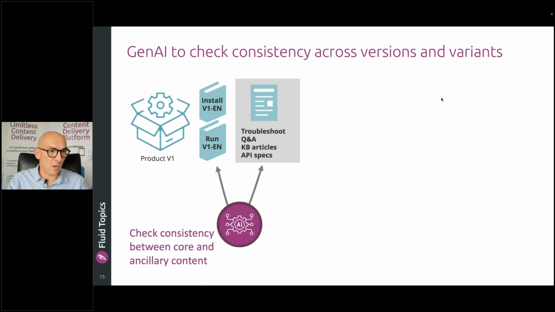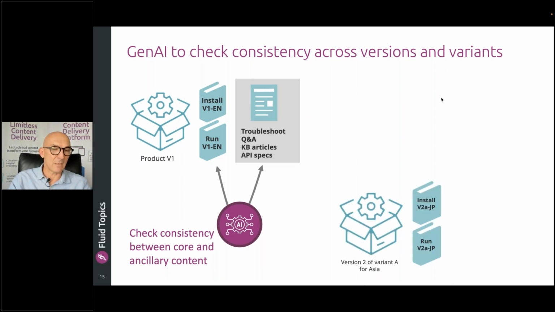And that's certainly where we can use GenAI, which is checking consistency between core and ancillary content, meaning that if the core content evolves, check the validity and the alignment for consistency with the content that has been initially derived from this core content, like KB articles, or say API specs, the APIs are evolving. That's the other way around. Is the core manual still in line with the new specs of the APIs of the product, for example? So it goes both ways. And again, that's the same.